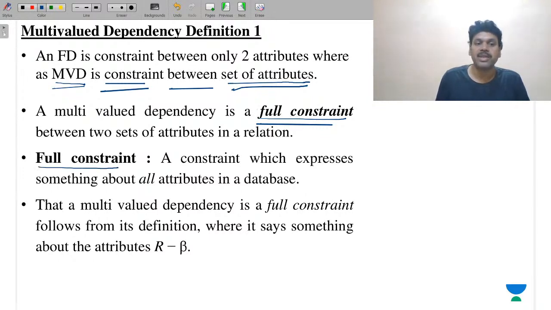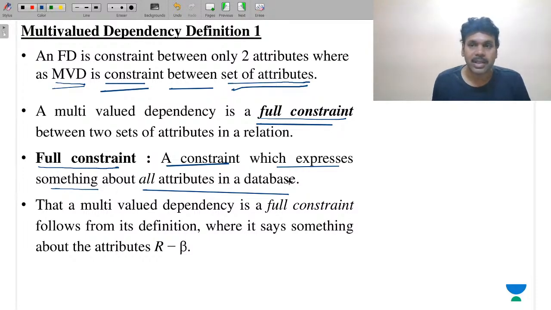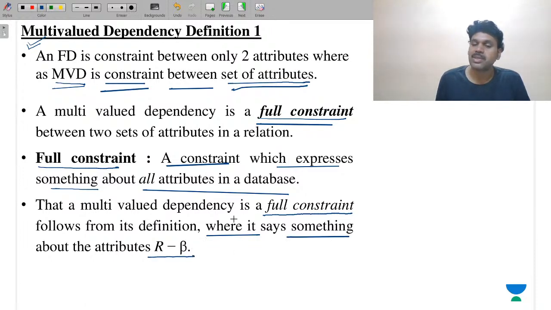So what is the meaning of full constraint? A constraint which expresses something about all attributes in your database. It is also called tuple generated redundancy, the other name for multi-valued dependency. So please look at this. The multi-value dependency is a full constraint, where it says something about R minus beta.